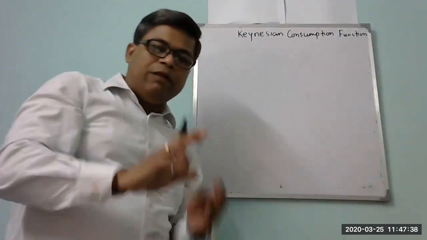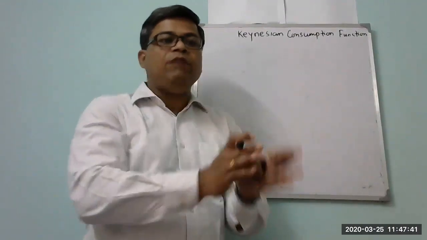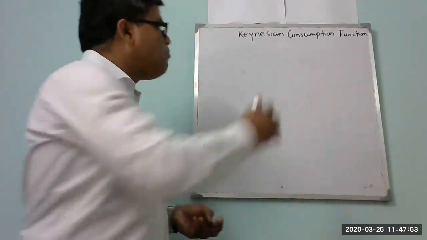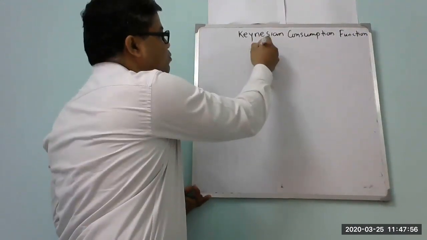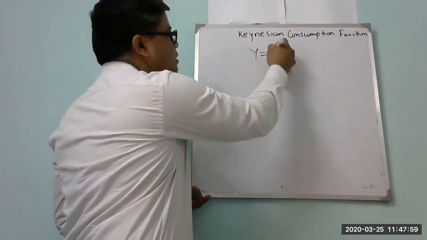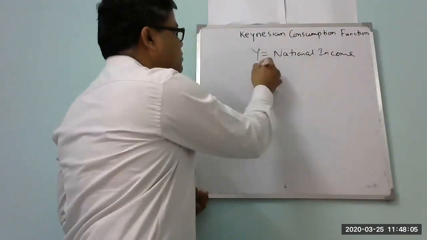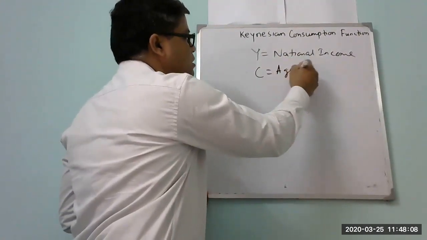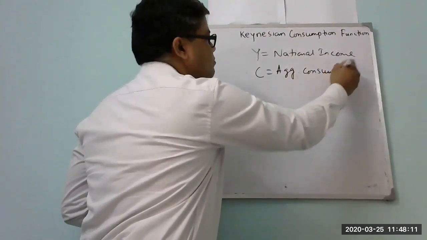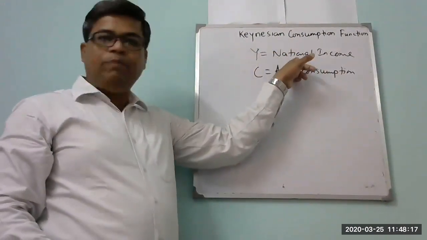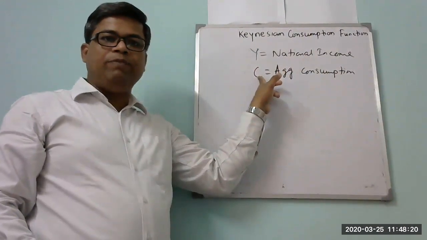Here, when we talk about income from a macro point of view, instead of income we will talk about national income. Consumption means aggregate consumption of a country or a nation, which depends on the national income. Let's say I indicate national income by Y. Y stands for national income, and C stands for aggregate consumption. So Y is our independent variable and C is our dependent variable.